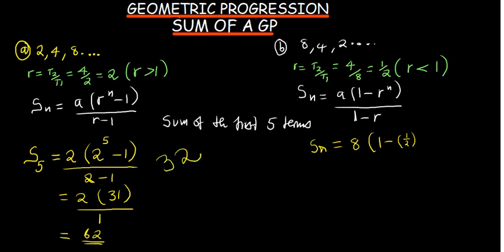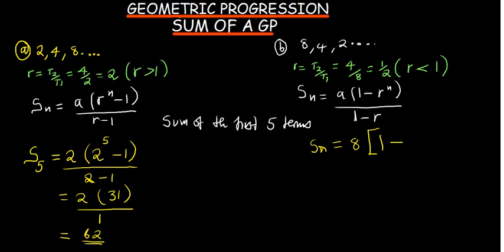Okay, so here we've said the first term is 8, and then we write the brackets. We are going to write 1 minus the ratio. The ratio in this question is 1 over 2, and then the power n, and then we close like that, and then divided by 1 minus the ratio, which is 1 over 2.